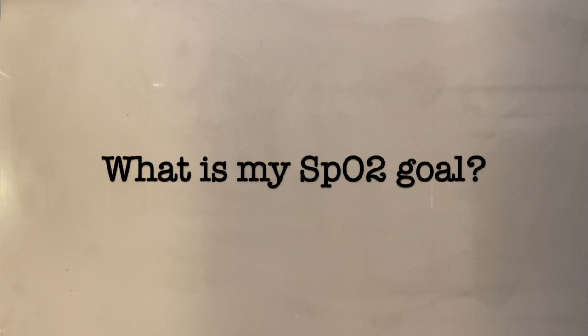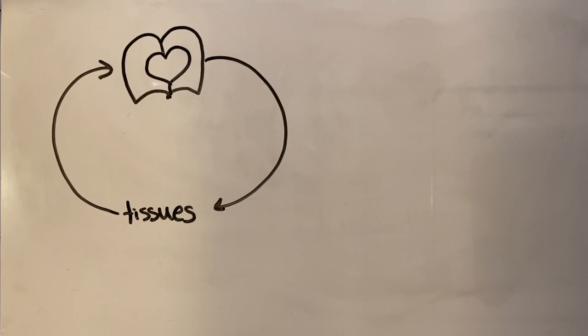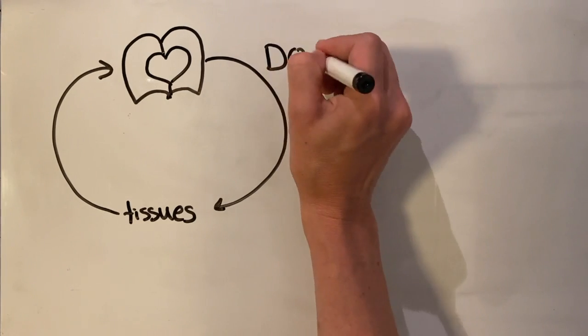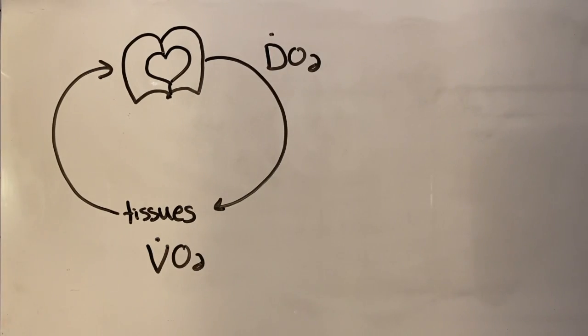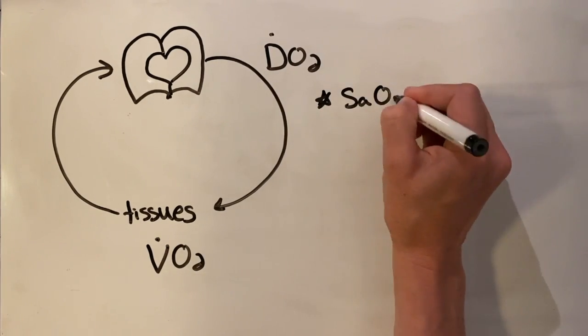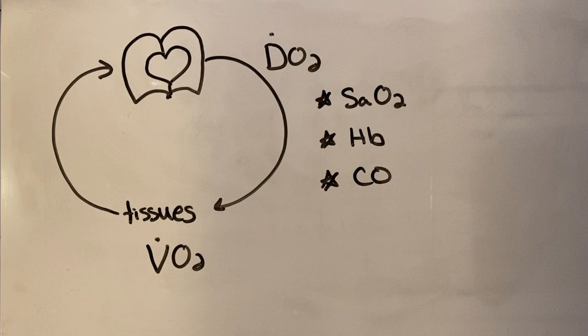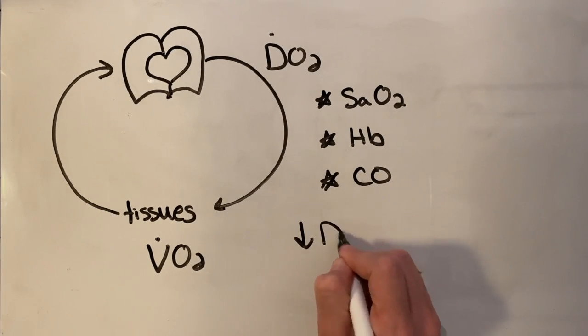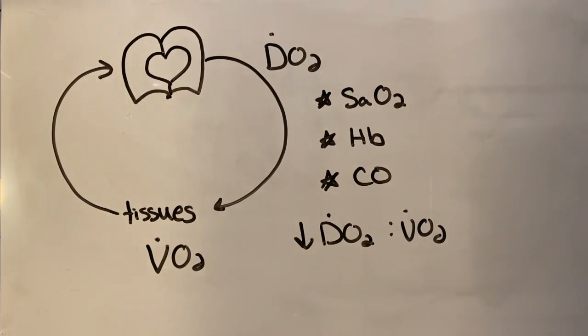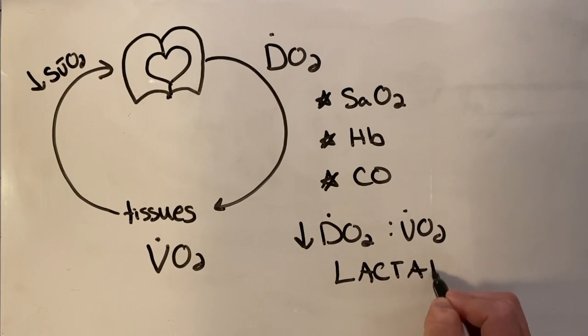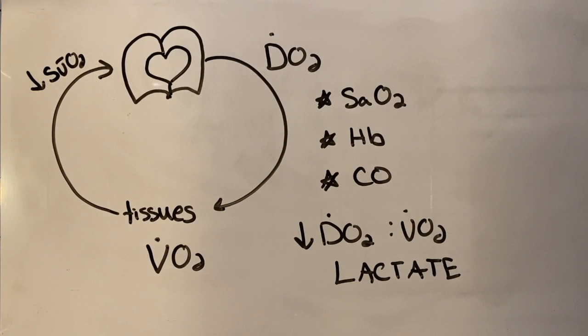What is the goal SpO2 on VV ECMO? Adequate tissue oxygenation is dependent upon the ratio of delivery to consumption. Delivery of oxygen depends on oxygen saturation, hemoglobin concentration, and cardiac output. If this ratio is inadequate, the mixed venous saturation will be low and tissue hypoxia will occur, which results in end organ dysfunction and an elevated lactate.